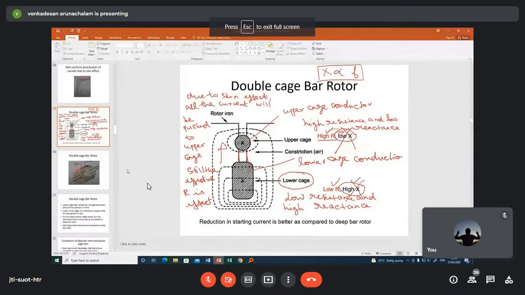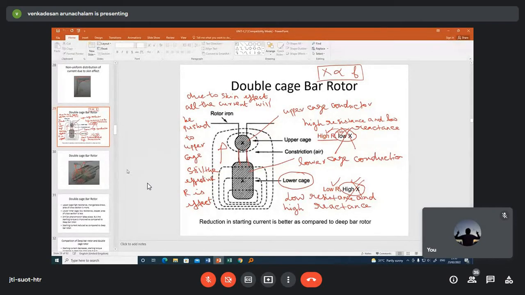The effective resistance of the squirrel cage rotor can be increased. So that is what we have done. And in that category, we have two types of squirrel cage rotor. One is deep bar rotor, another one is double cage rotor.